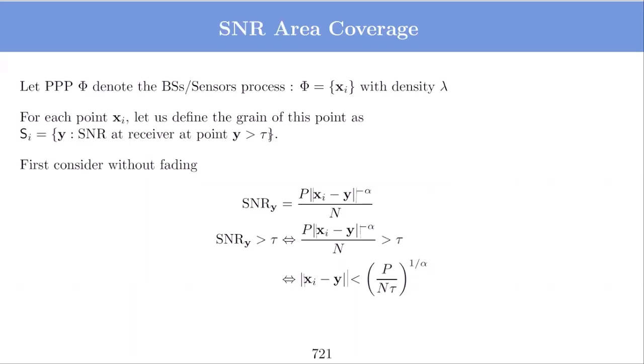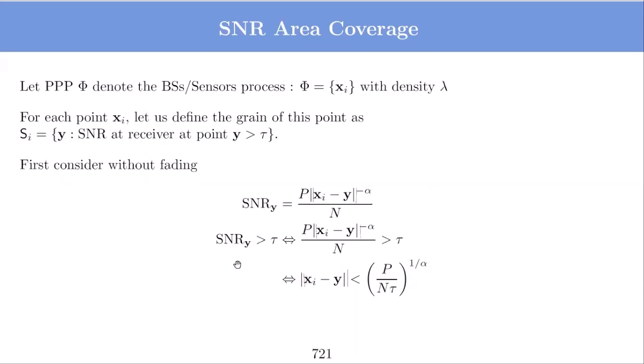So you go to each point and define its grain as the set of all locations where the SNR from this point is more than tau. Suppose there is no fading. Then if there is a base station at xi, the SNR at y is given by the transmit power P times the distance between xi and y to the power minus alpha, divided by the noise power N.